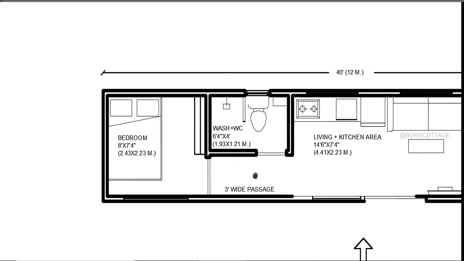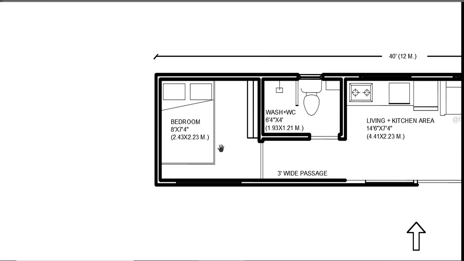On the left side we have bedroom number 2 here. You can see here the bed arrangement, wardrobe arrangement, and a large size window for ventilation and light purpose of this room. So this is the floor plan of the house you are watching on the screen.